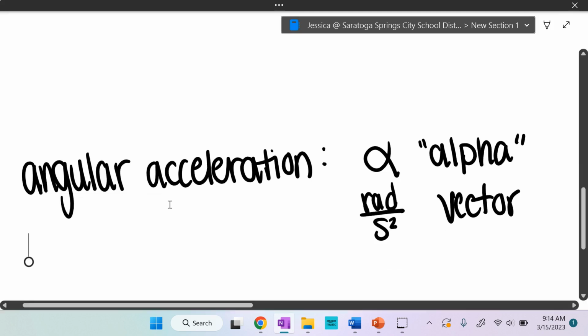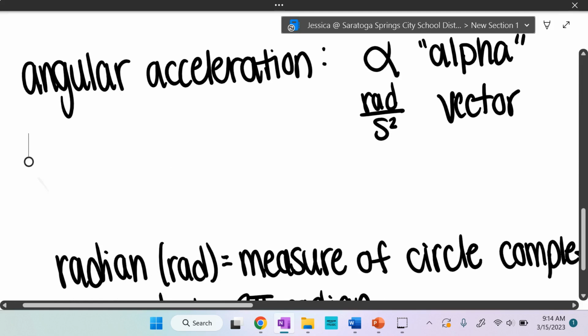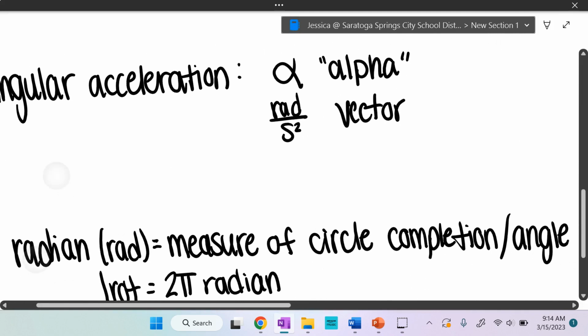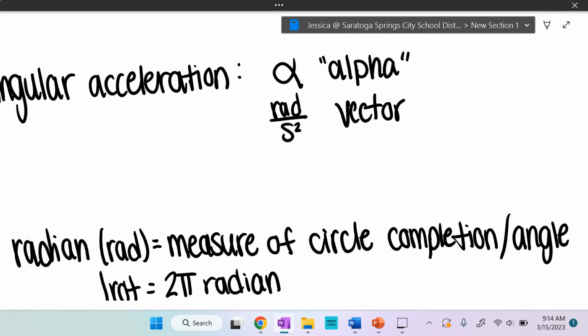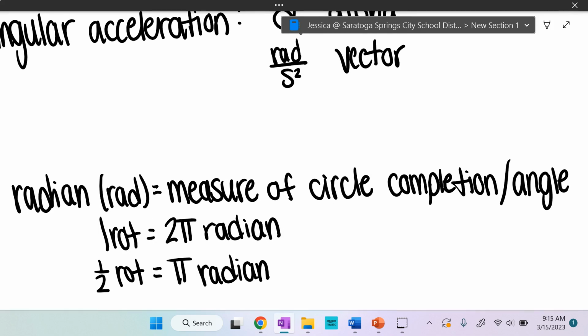So now you might be wondering, what the heck is a radian? Since we're talking about rotating objects, we're not going to measure that rotation in meters, because something can't rotate 5 meters, but it can rotate through a specific angle. That's what a radian is: a measure of circle completion, or an angle. If you're in pre-calc or even algebra 2, you are very familiar and probably hate radians, and that's okay. One rotation around a circle would be 2 pi radians. Half a rotation would be pi radians.